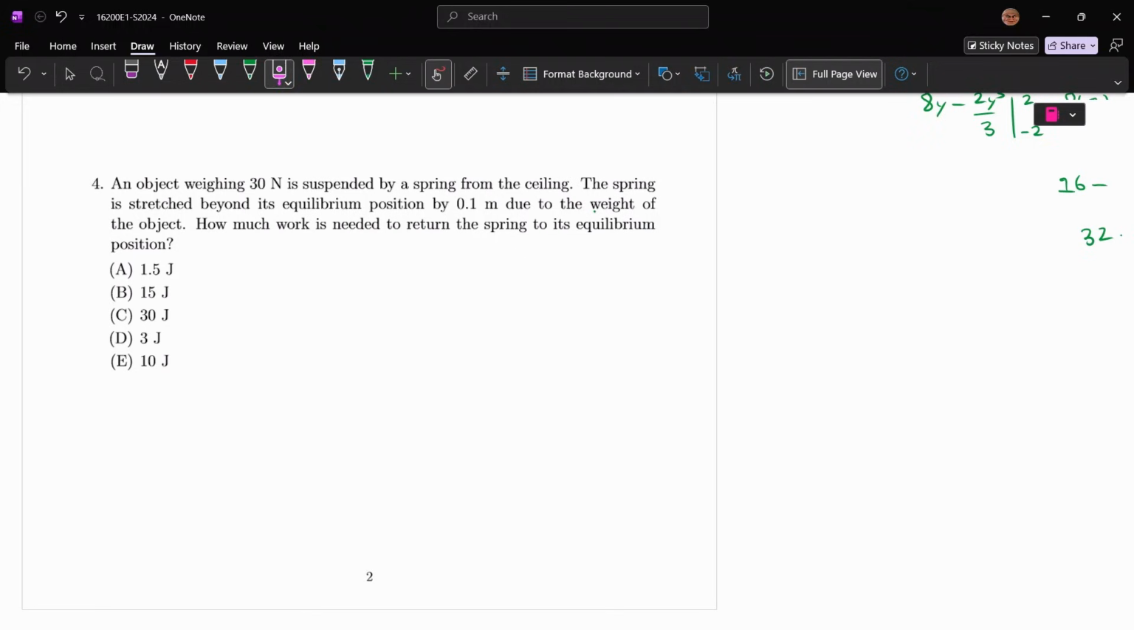Okay, so in this question, there are a bunch of things I want to point out. First off, we're dealing with a spring, and the question is also asking us to find how much work is needed to return the spring to its equilibrium position, as well as the fact that it gives us an object's weight in newtons.